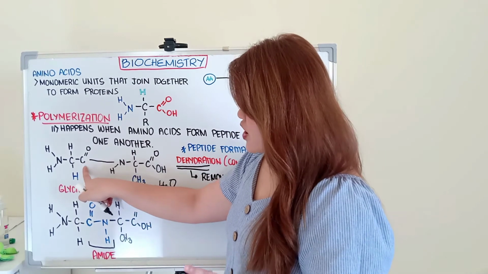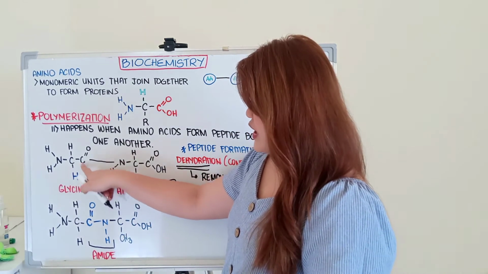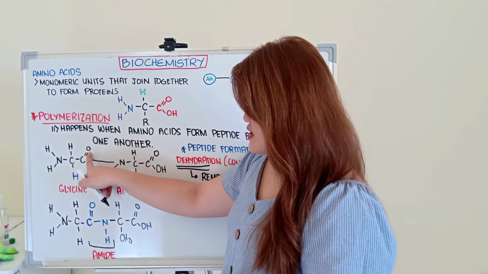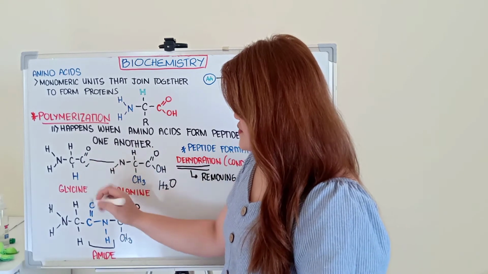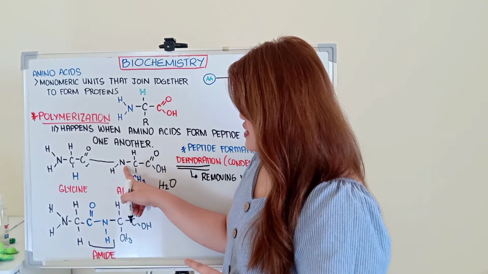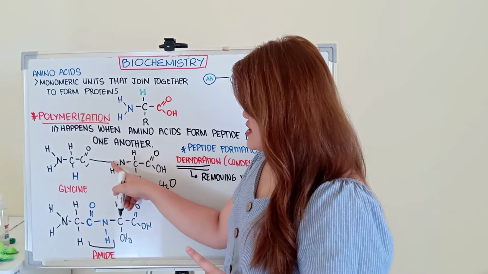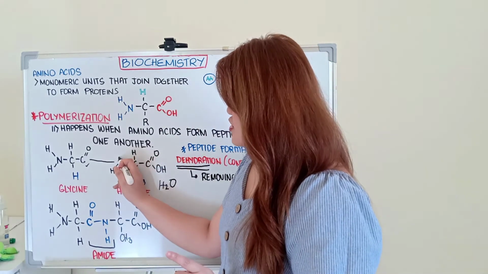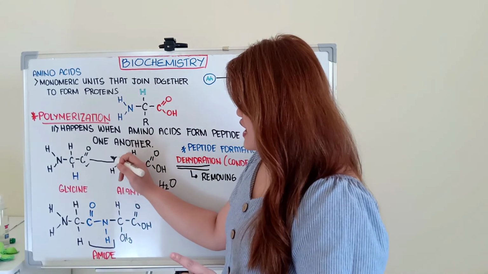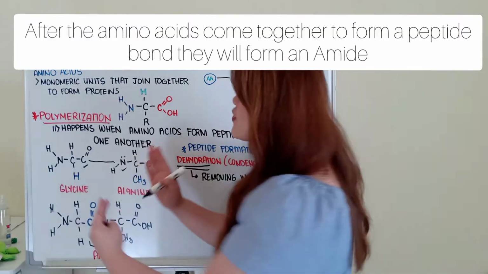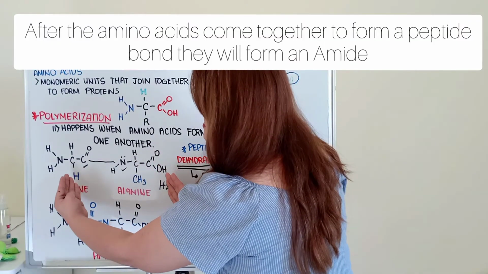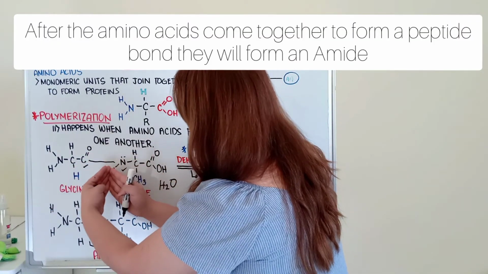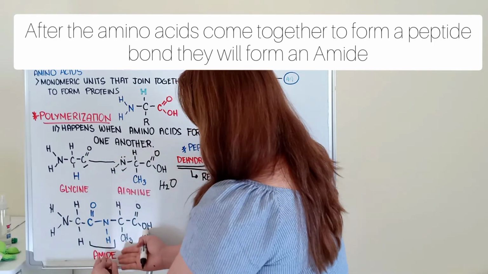Wherein ngayon, si carbon, tingnan natin kung happy na siya. We have 2, 4, 6, 8. So, happy siya. So, si nitrogen naman is 2, 4, 6. And sabi natin, di ba, meron siyang lone pair. So, 7, 8, happy na rin siya. So, after these two amino acids combine together to form a peptide bond, this will result to an amide.